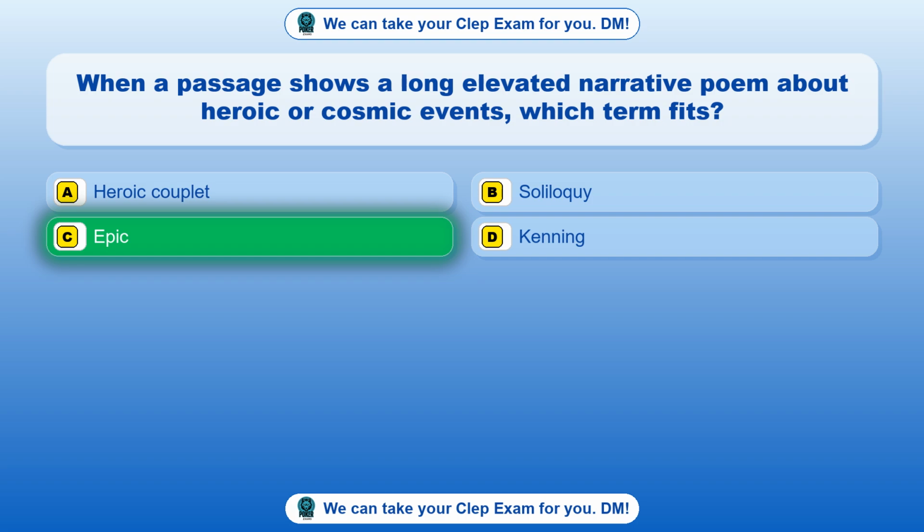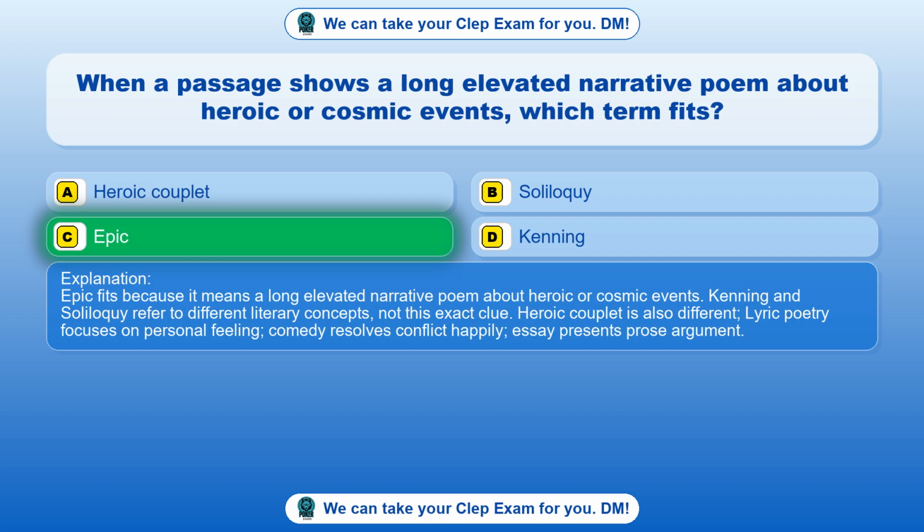Epic. Epic fits because it means a long elevated narrative poem about heroic or cosmic events. Kenning and soliloquy refer to different literary concepts, not this exact clue. Heroic couplet is also different. Lyric poetry focuses on personal feeling, comedy resolves conflict happily, essay presents prose argument.